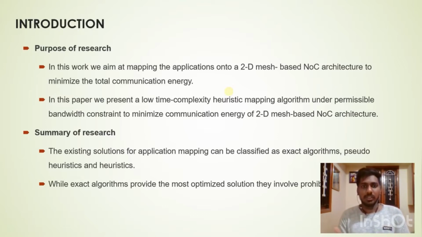There are different mapping algorithms. They are going to use a heuristic mapping algorithm under the permissible bandwidth constraint, as I told you before. These are the purposes of the research. What is the summary of the research? Overall, what are they telling us to do? Exactly what I told you. There are different types of mapping algorithms, right? Exact algorithms, pseudo-heuristic, and heuristic. What are the defects of exact and pseudo-heuristic? I am trying to explain that to you.